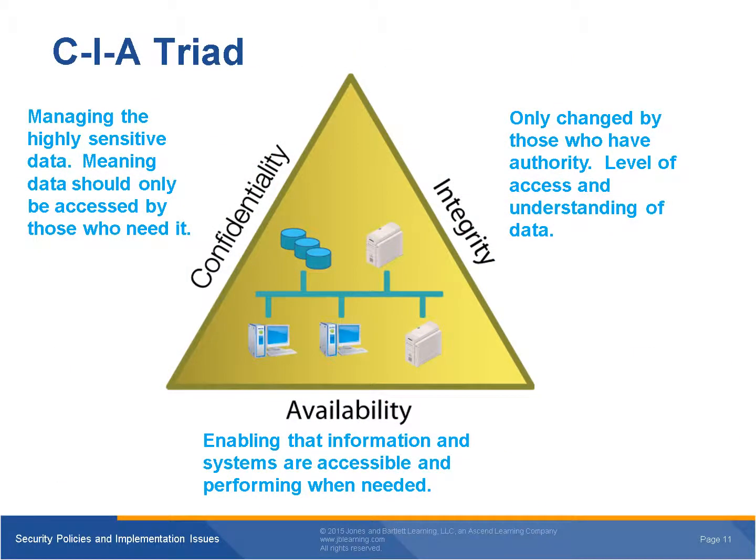Then we have the CIA triangle. So you have confidentiality, managing highly sensitive data, meaning data should only be accessed by those who need it. And then integrity: information is changed only by those who have authority, a level of access, and an understanding of the data. And then availability, ensuring that information and systems are accessible and performing when needed.